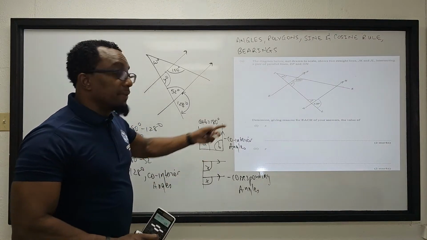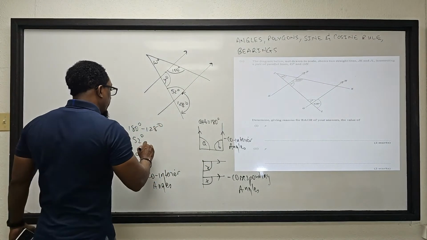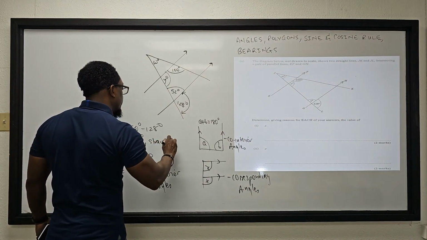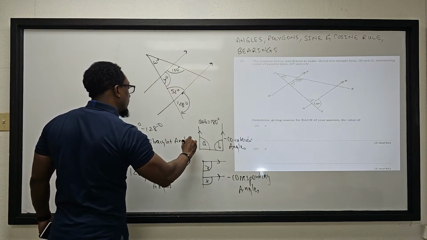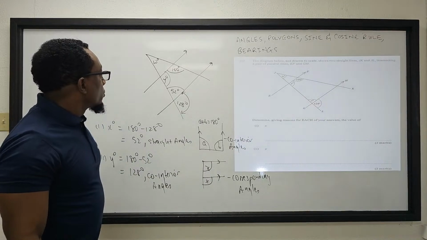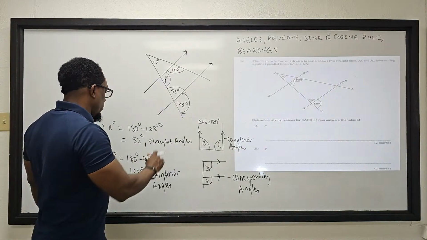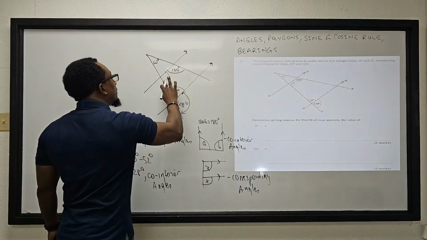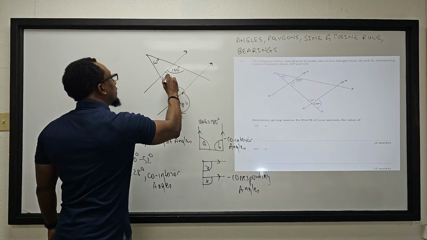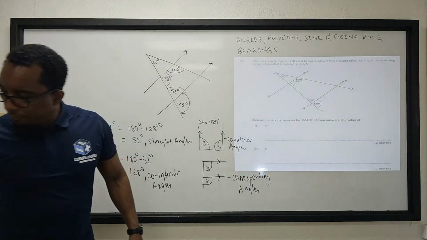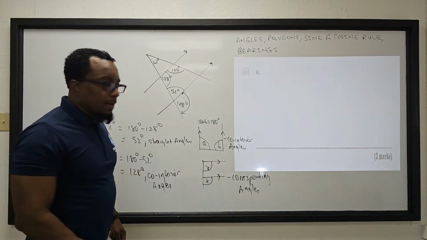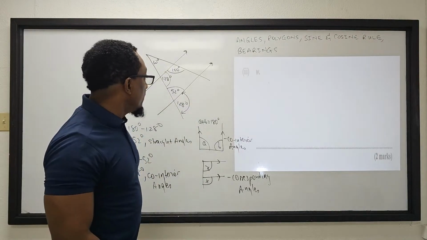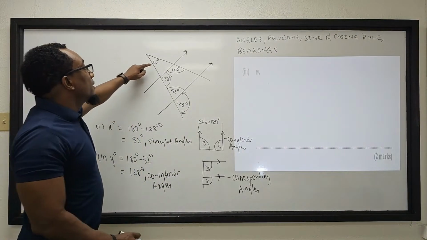Because remember the question asks for a given reason, right? And this will be for straight angles. Alright? So this is 128. So let's look at now finding W. So they want us to find W.